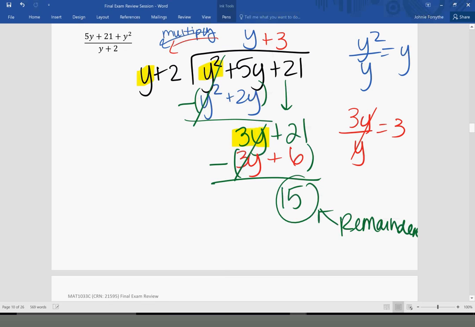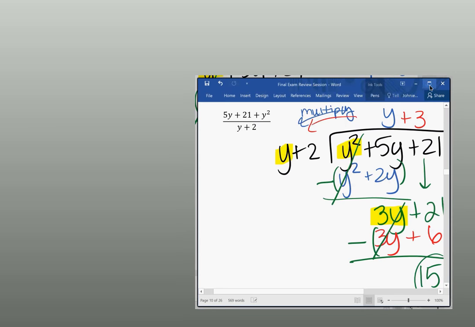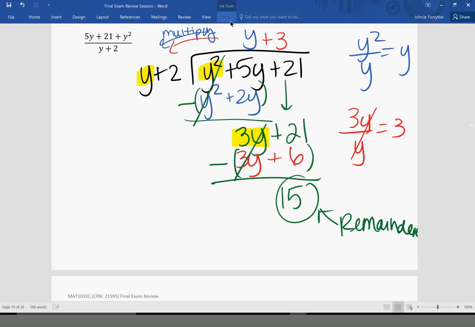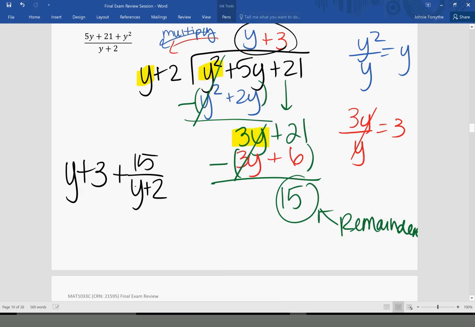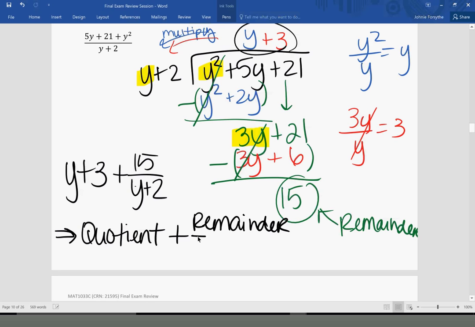Okay? And so how do we write our answer? Okay, so the answer, the quotient, is going to be y plus 3, what we have up here, plus the remainder, which is 15, divided by the divisor. So the way that you write your answer is that it is the quotient, which you get on top of that division box, plus the remainder divided by divisor.